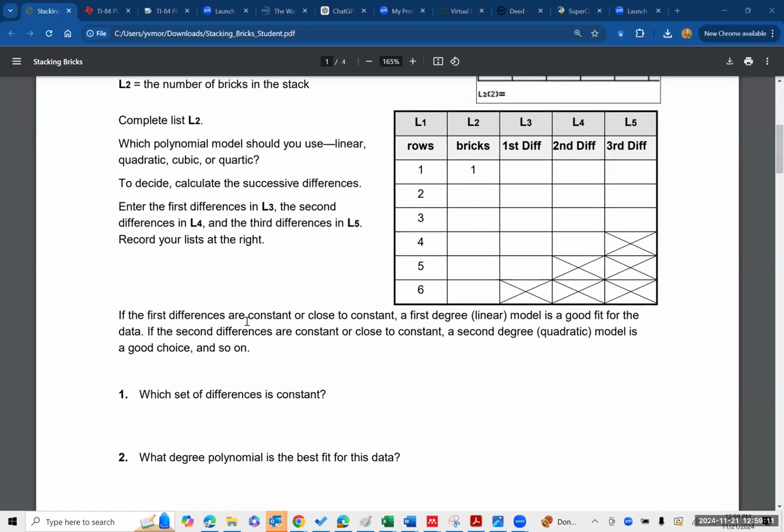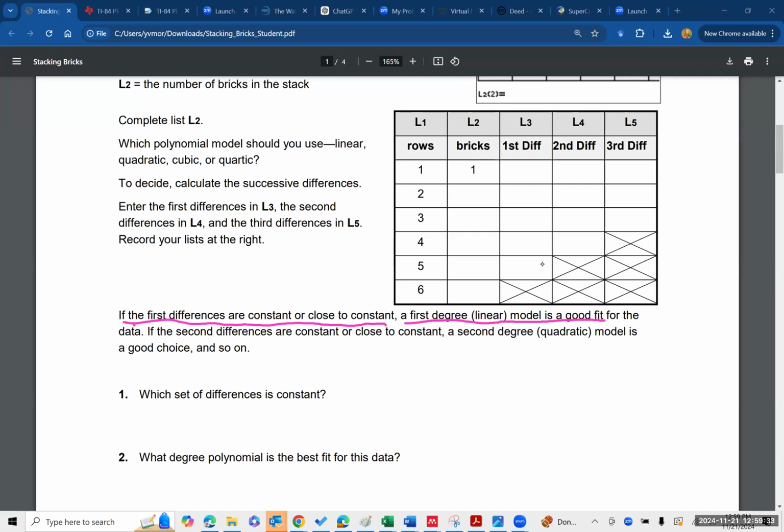And it says, I want to read down here. If the first differences are constant, close to constant, then a first degree linear model is a good fit. That wasn't the case.